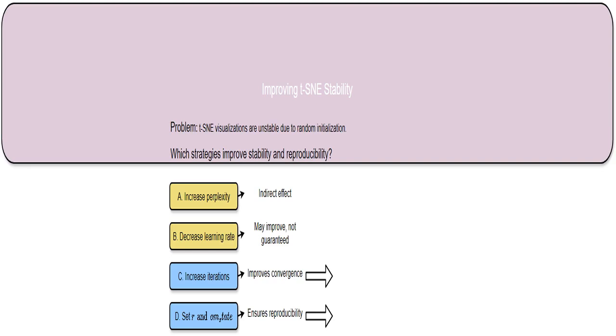I'm tackling the challenge of making TSNE visualizations more reliable. TSNE, or T-distributed stochastic neighbor embedding, is a powerful tool for visualizing high-dimensional data, but it has a weakness. Its results can change dramatically depending on how it's initialized. I aim to find strategies to make these visualizations consistent and repeatable.